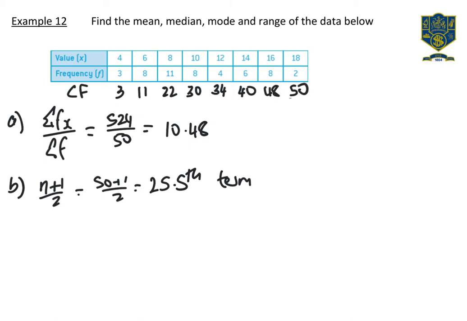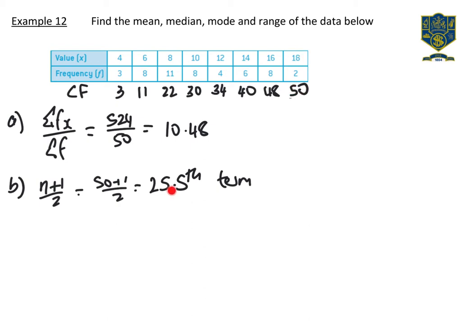So what we know is that the first 3 terms are 4s, and then the 4th, the 5th, the 6th, up to the 11th, they're all 6s. Then the 12th, the 13th, the 14th, up to the 22nd term are 8s. The 23rd to the 30th are all 10s. The 31st, the 32nd, the 33rd, and the 34th term are all 12. The 35th to the 40th are all 14s. The 41st, the 42nd, up to the 48th are 16s. And the 49th and the 50th term are 18.